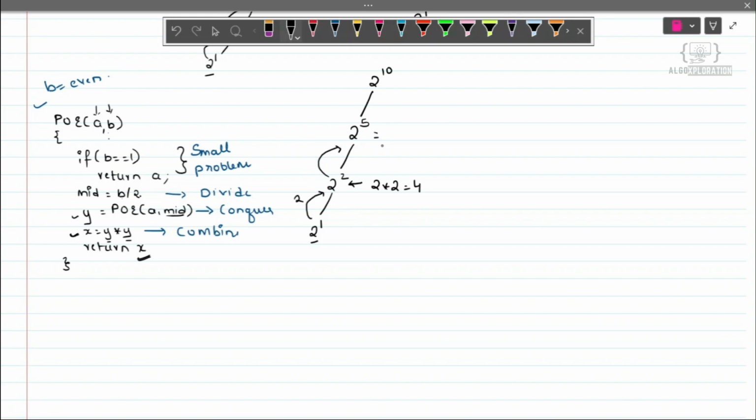Now firstly it will calculate 4 into 4, that will be 16, and then it will check whether B is even or odd. If it is odd, then it will again multiply by 2, that will be 32, and then it will pass to its parent function. Now at this level, 32 into 32 will be computed, that is 1024, and then it will check whether B is even or odd. Since it is even, it will not do anything, so we get the answer as 1024.